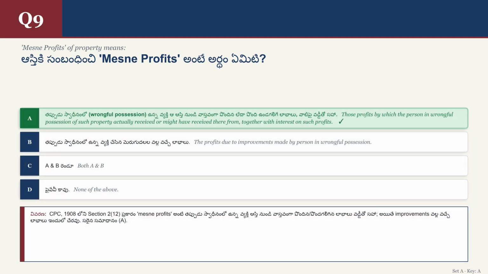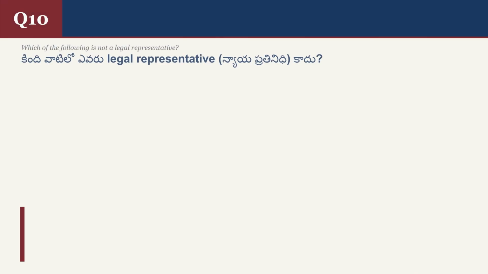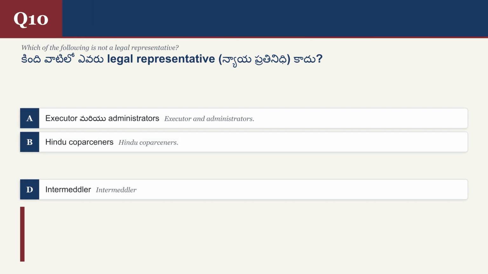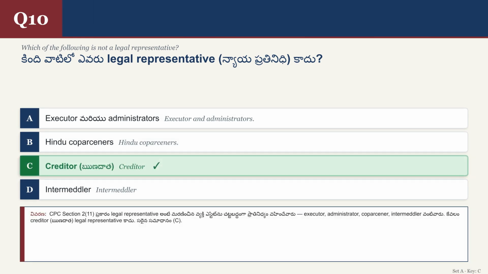The correct answer is A, the profits received, or that might have been received, by the person in wrongful possession, together with interest on such profits, excluding improvements. Question 10 asks, which of the options is not a legal representative? According to CPC Section 211, the correct answer is C, creditor, as the others are considered legal representatives.